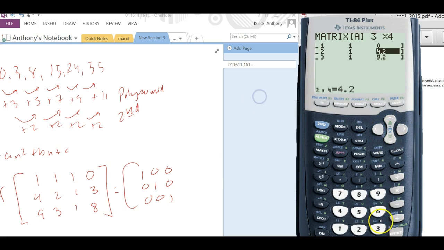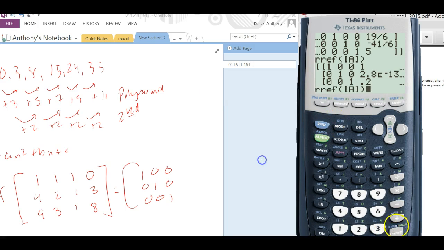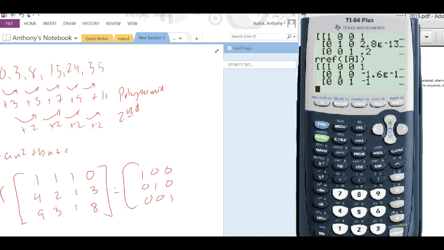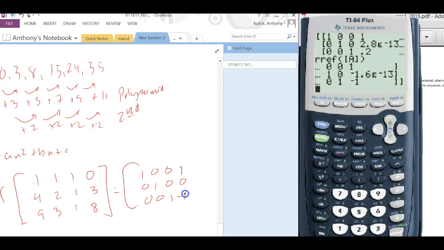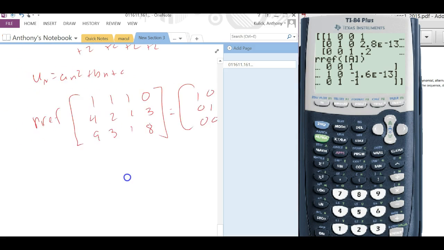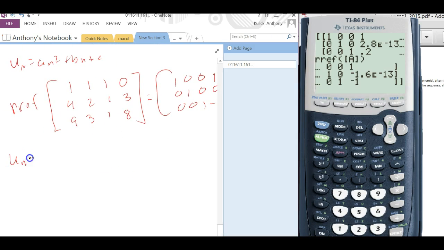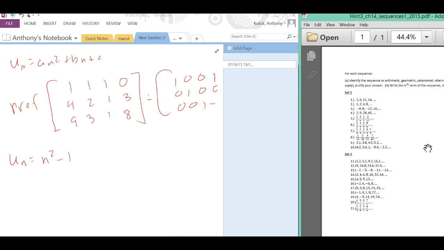Changed 0, 3, 8, and second and enter brings up that last command. So again, -1.6 to the -13. I interpret that as 0. So a u sub n is n squared minus 1. And maybe some of you guys noticed that right off the bat. Go with a calculator. The next one is 18.